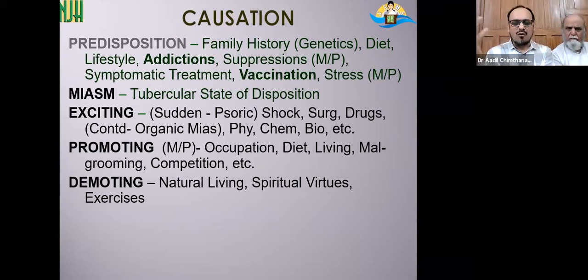Causations. Obviously, the family history and genetics. If I told you both the parents are positive for diabetes. Now, what we have seen is diabetes generally is passed on from the mother's side, and hypertension and its complications like kidney failure and stroke are generally from the father's side. If the father has got kidney failure and stroke, then the next generation has a very high chance of that. Mother has hypothyroidism and diabetes, and those complications come from the mother's side.